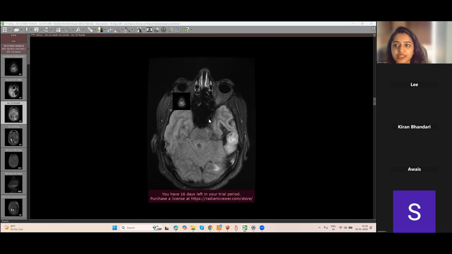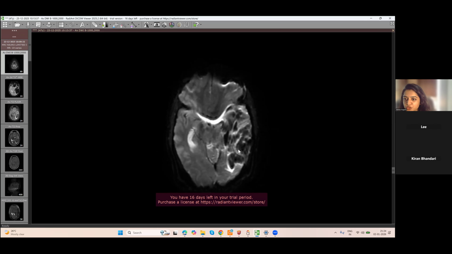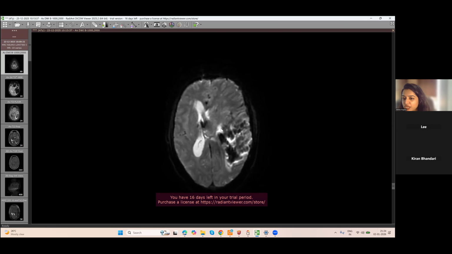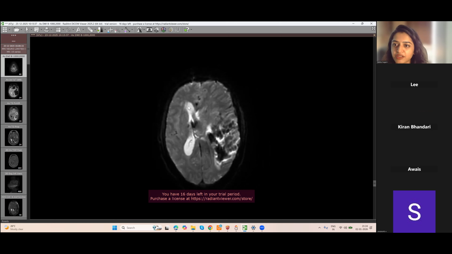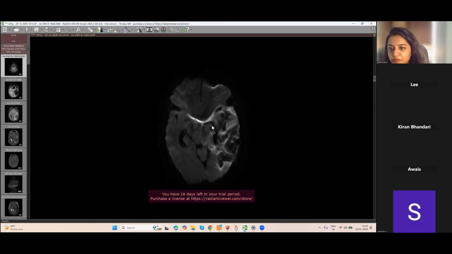So yeah, in this case, I think you were scrolling in the wrong aspect of diffusion. So you went down basically to the B1 images. Here you are seeing hyperintensity in the ventricles, which should be hypo. So yeah, peripherally you are seeing diffusion restriction.